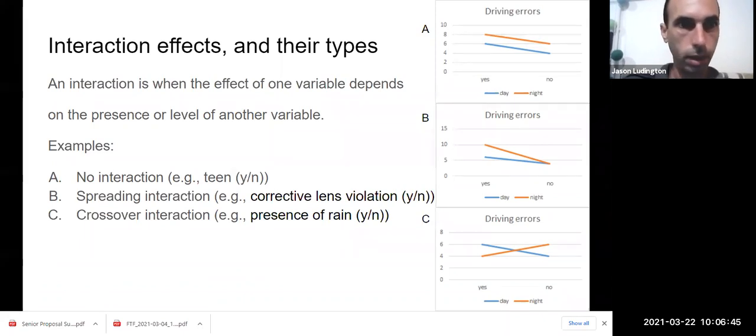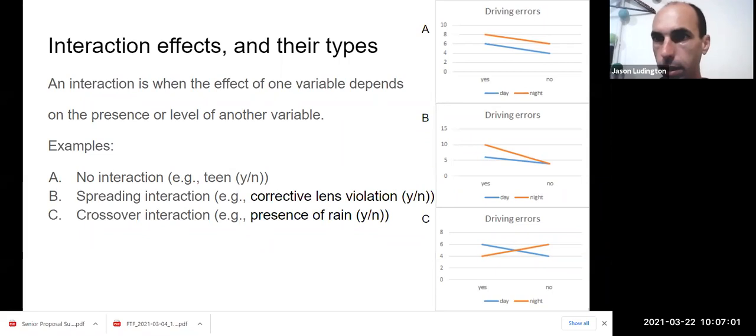So an interaction effect is when the effect of one variable depends on the presence or level of another variable. In other words, one IV influences another IV. On the top graph, the two lines are parallel. Anytime you see parallel lines, there's no interaction. You can imagine this scenario is whether the driver is a teenager or not, and whether it's daytime or nighttime. And that's measuring driving errors in a driving test.